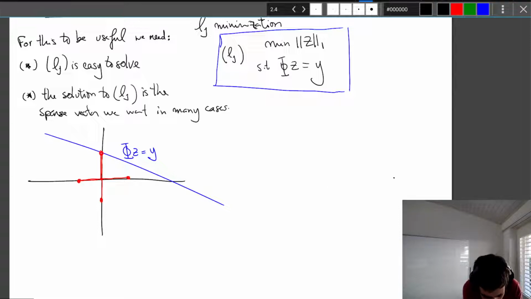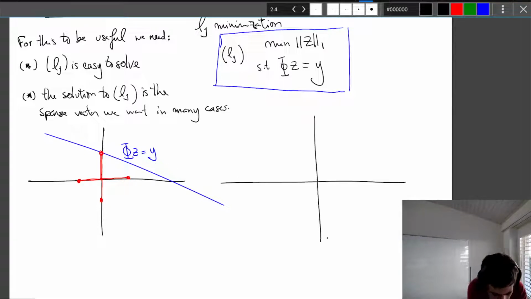Now, let's look at what the L1 ball does. So what do I mean by the L1 ball? I mean drawing the vectors in R2 whose L1 norm is 1. So I realize maybe I should state explicitly what the L1 norm is. We saw the LP norms before, but maybe I should write it again. It's just the sum of the absolute values.